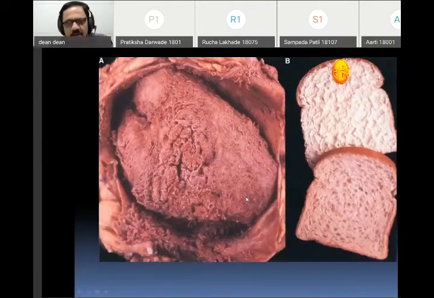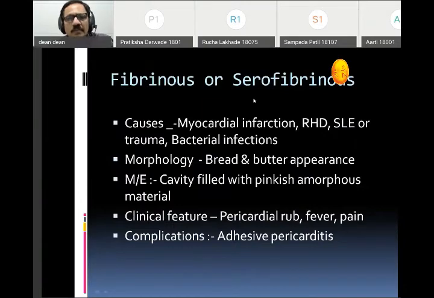How that bread and butter appearance looks, you can see here. So these are the 2 slices of bread. Over that you have attached the butter, and the same thing can be seen. So these are the fibrinous structures you can see here. This is one layer, the outer parietal, and this is the visceral layer of pericardium. And the typical bread and butter appearance is a characteristic feature of serofibrinous pericarditis.